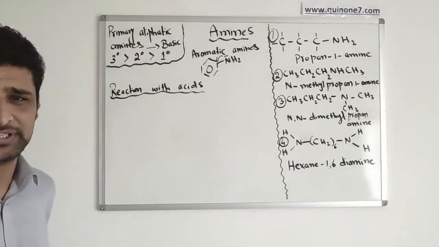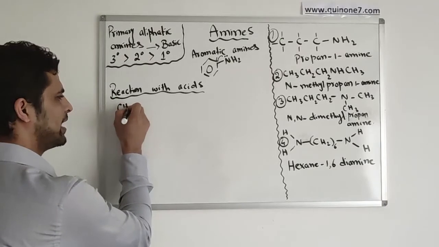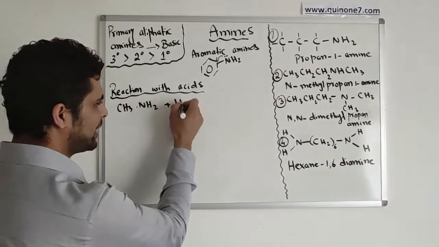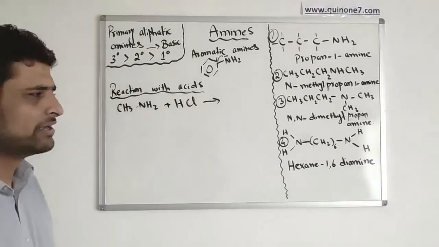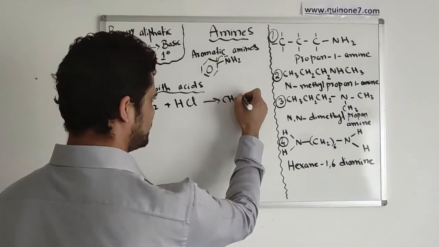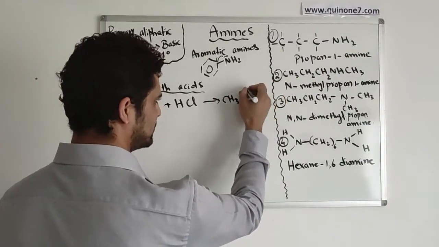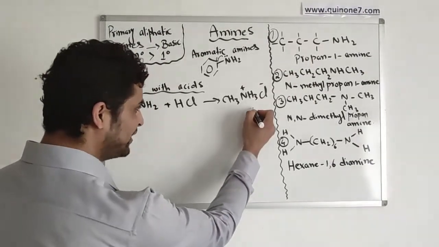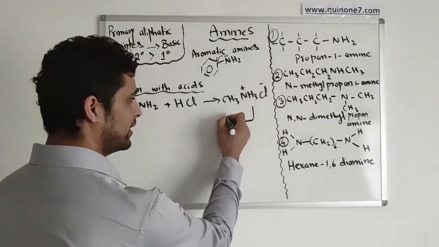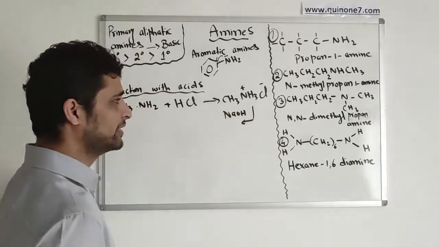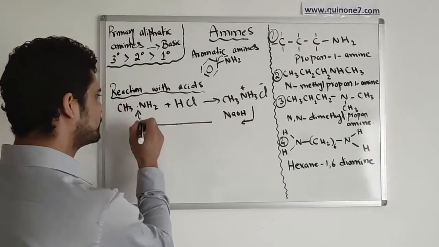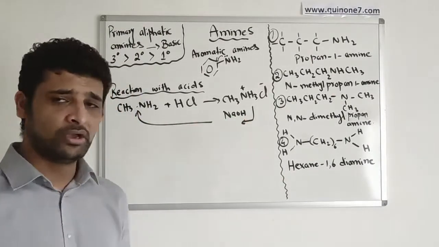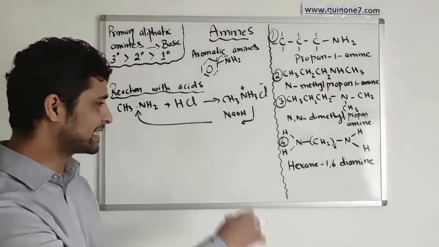Coming back to the reaction of the acid with the amine, for example, if I take methyl amine and react it with an acid, which is HCl, it will make CH3NH3+ Cl-, an ammonium salt. So that is how it's going to make it. But if I treat this product with NaOH, sodium hydroxide, it will convert back into the amine itself. And obviously it will make water, and that's an extra product.